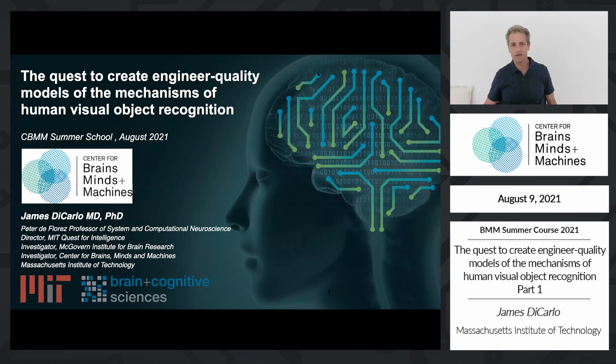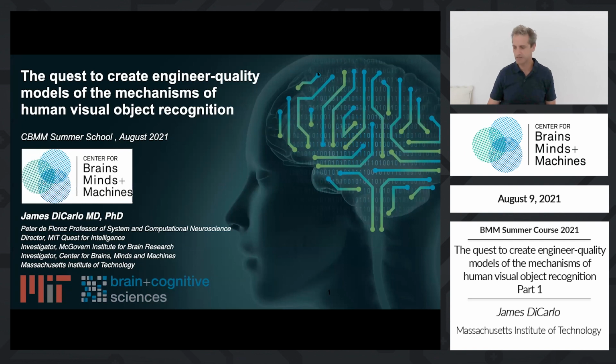So I'm going to try to give you a talk. I noticed in the symposium listing, I was listed as primate mechanisms of object recognition. That's fundamentally what my lab works on, but I view that as part of a larger quest to create engineering quality models of the mechanisms of human visual recognition. And a big part of my talk is trying to give you a sense of a kind of philosophical approach of how engineering is helping neuroscience to achieve its scientific goals. And I hope that comes across in this example of vision.